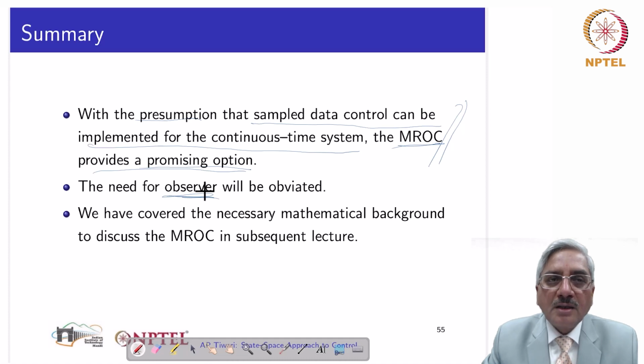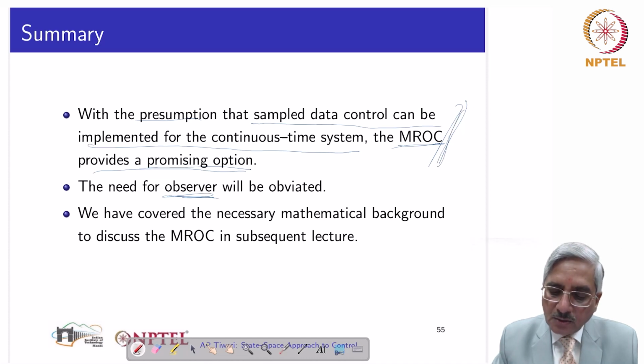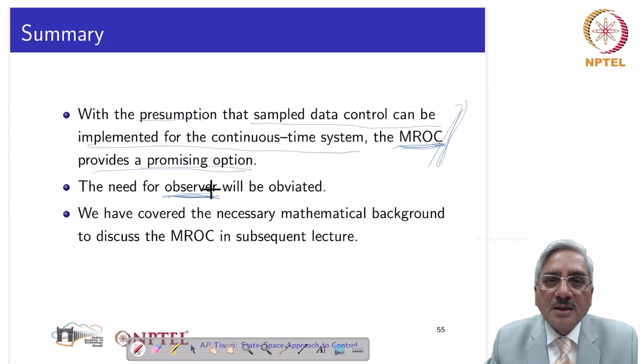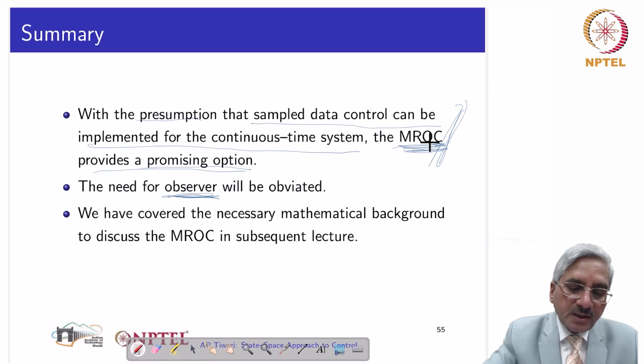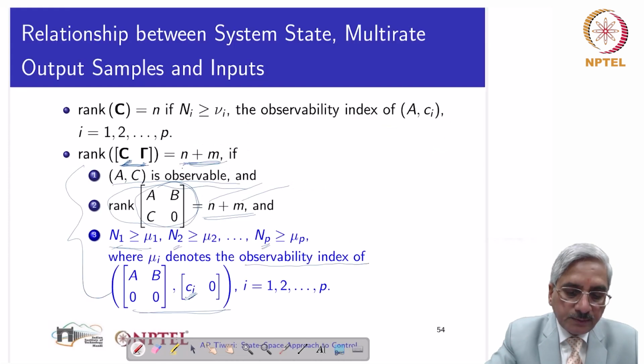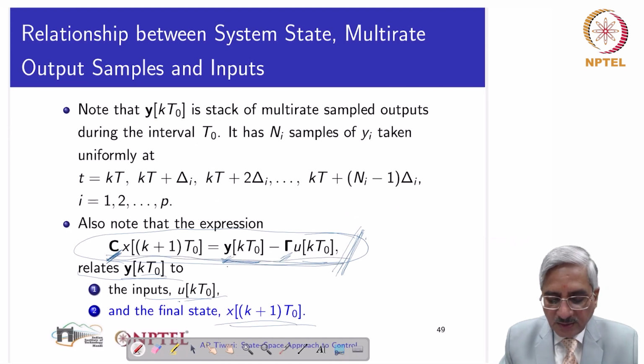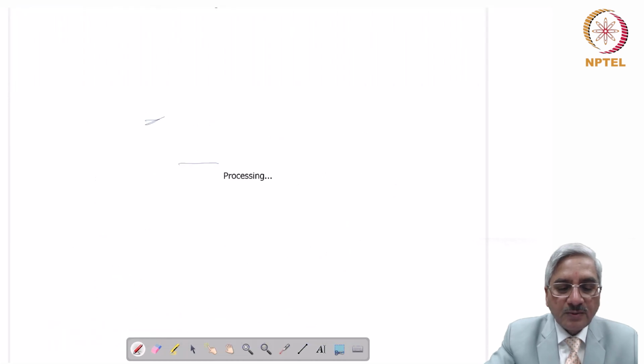If we recall, in order to implement a state feedback gain which places all the poles of the system arbitrarily, subject to complex conjugate pole pairs, it was necessary to design an observer to implement the state feedback gain. And if we resort to multi-rate output control, we will see in the next lecture, the observer will be completely obviated. It will not be needed. And of course, to develop the multi-rate output controller, we have obtained this very important relationship. This is the basic mathematical relation which we will be using in the subsequent development.